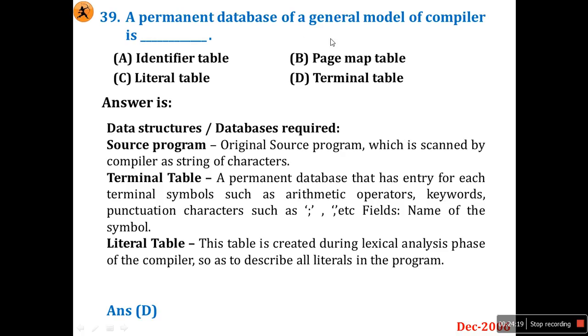A permanent database of a general model of a compiler is the terminal table, not the literal table. Most of the time we use literal table or symbol table, that's why we answer literal table directly. So before answering, please read once or twice. Okay, take your own time, don't answer in a hurry.